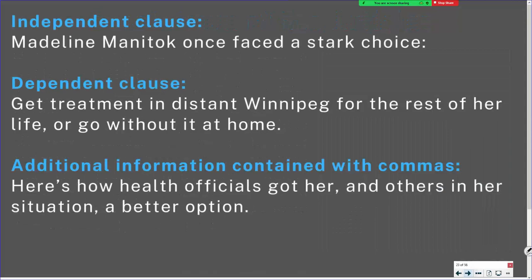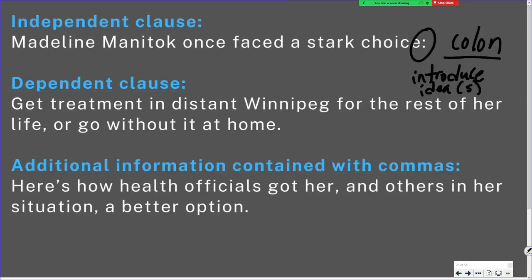So we've got an independent clause: Madeline Manitok once faced a stark choice. And then we've got our friend the colon, right? Which you should be using in your writing. It's to introduce an idea or ideas. And the idea is, this is her stark choice: get treatment in distant Winnipeg for the rest of her life or go without it at home. And they actually use the capital G here, which they should not have. It should just be a lowercase g. So sometimes even the professionals get it wrong, but I copied and pasted that directly from their article. So that should be a lowercase g because you're not starting a new sentence, right?